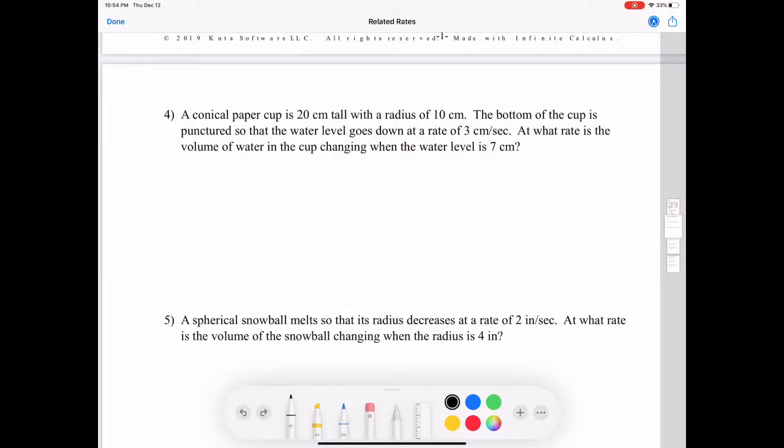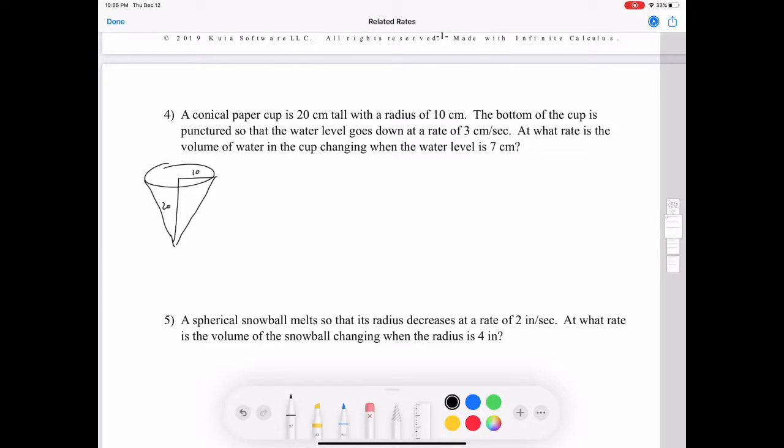So now that we're done with the easier questions, the basic idea of related rates, let's go to some harder questions. These are different shapes we're going to look at. First is a conical paper cup. So that's just a cone. Right? And we've had these paper cups before. And it tells us it's 20 centimeters tall with a radius of 10 centimeters. So here is the height, which is 20, and the radius is 10 centimeters.